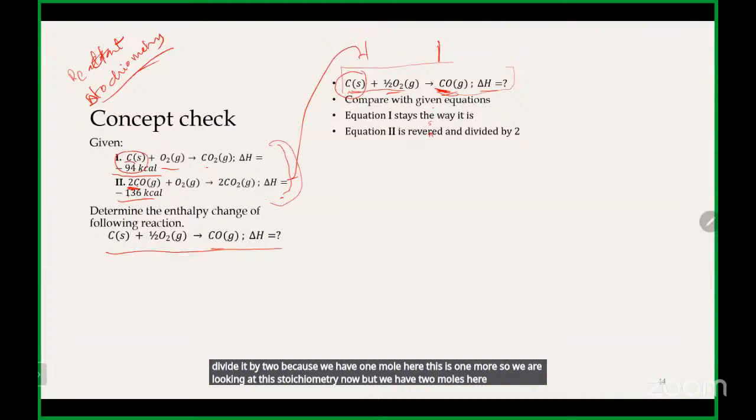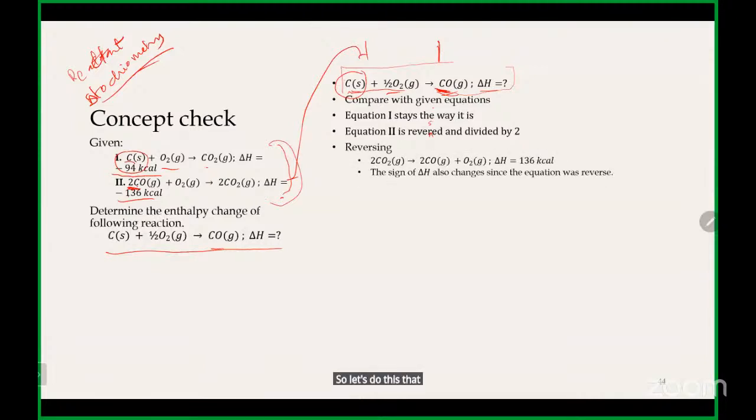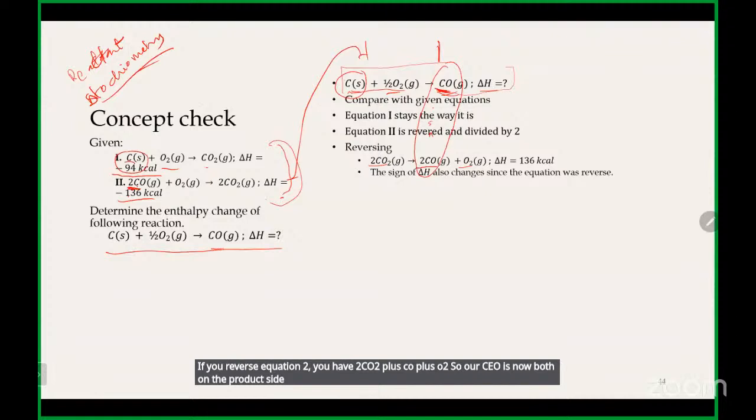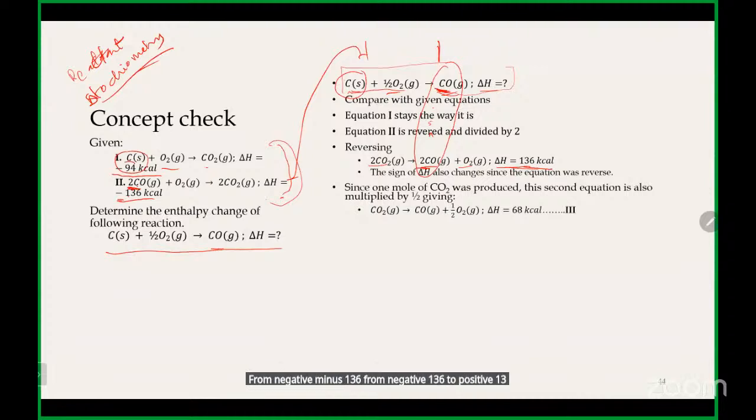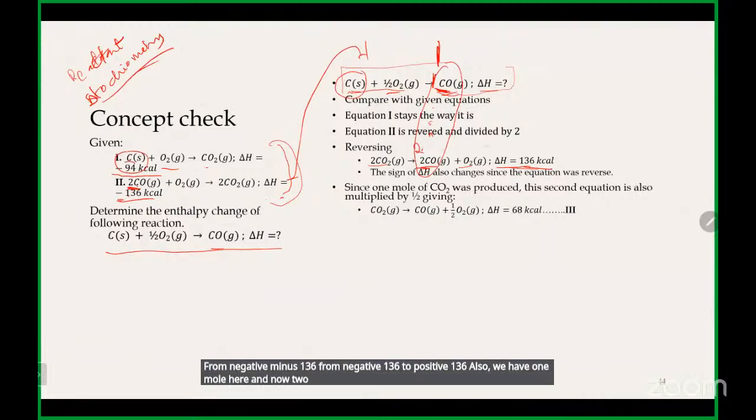So let's do what we have just said. If you reverse equation 2, you have 2CO2 going to 2CO plus O2. So our CO is now on the product side. Because we are reversing it, the delta H for the reaction will change sign, from negative 136 to positive 136. Also, we have 1 mole here and now 2 moles here. Again, whatever equation you are given must align with the equation for which you are trying to solve the problem. So what do we do? We divide it by 2.